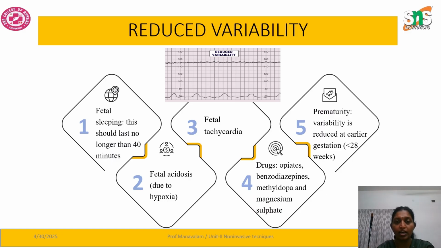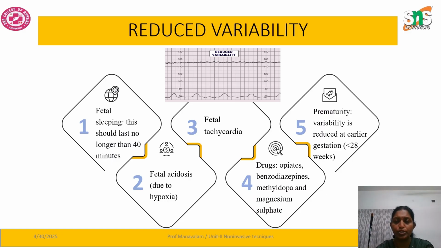Fetal tachycardia: sometimes the mother has taken drugs like opioids, benzodiazepines, methyldopa, or magnesium sulfate for a maternal condition or to ease the pain during labor. These are the medications commonly administered to the mother. Magnesium sulfate is used for eclampsia and uncontrolled pre-eclampsia, and methyldopa for pre-eclampsia. All these drugs readily cross the placental barrier and affect the fetal cardiac system.